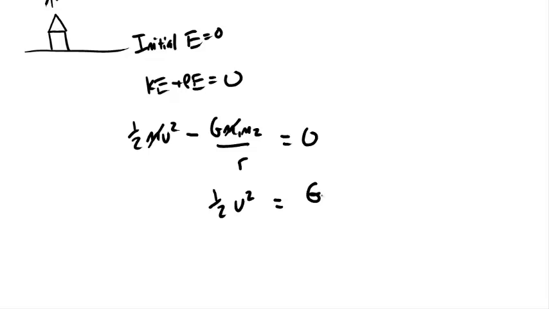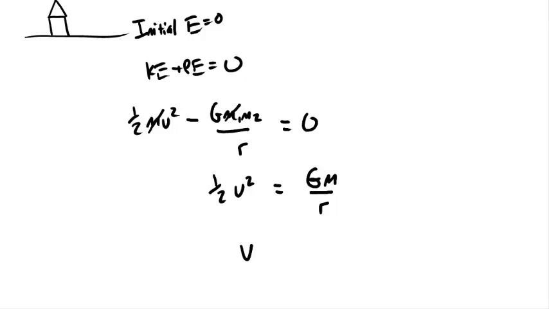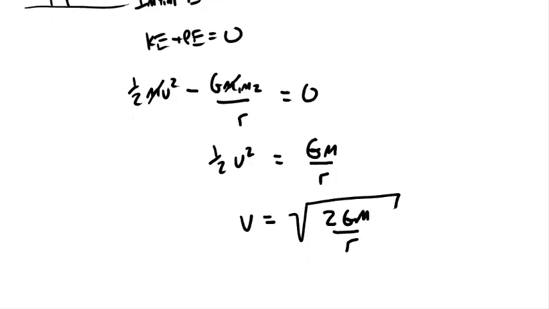And so if we rearrange there, we have GM over r, which gives us v equals the square root of 2GM over r. So that is escape velocity for any planet or body if you know its mass and you know its radius.